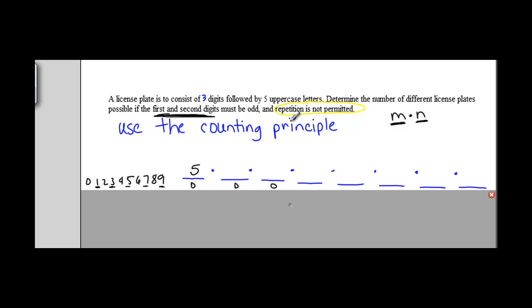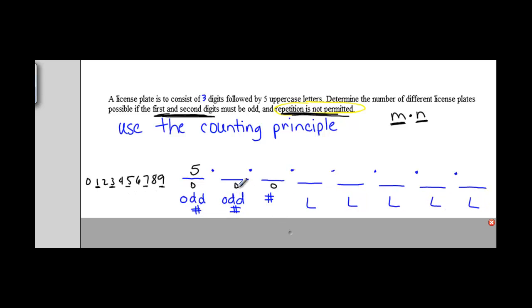The second digit also needs to be an odd number, but since repetition isn't permitted, it goes from 5 possibilities to 4, since whatever odd digit we just used, we would not want to repeat. And then our third digit does not have to be odd because only the first and second digits must be odd. However, repetition is still not permitted. So if you've already used 2 digits, we had a total number of 1, 2, 3, 4, 5, 6, 7, 8, 9, 10 digits, but we've already used 2. So for this particular place on the license plate, there are 8 different options.